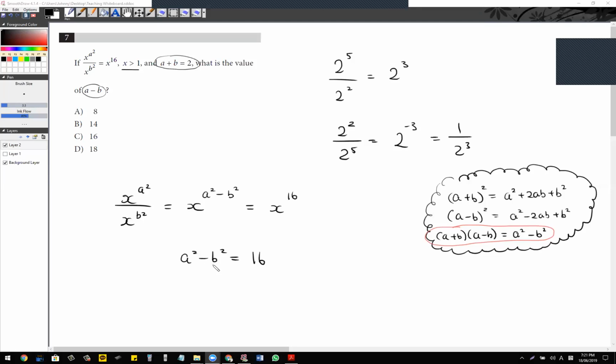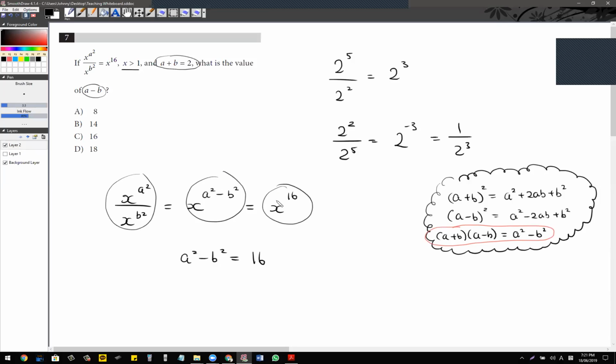From this one, we found this one, which is equal to this one, right? From there, we found this one. This is equal to a plus b times a minus b, which is 16, true? And they're saying that a plus b is 2. So this is 2 here, so this is 8. Interesting, right? Okay, I see that.